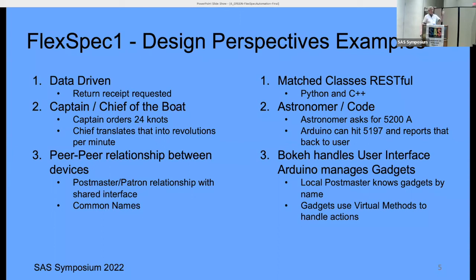That kind of follows the RESTful protocol idea. I don't have any type of central location trying to manage the state of the entire host of things. We've already talked about the captain in the boat versus the astronomer in the code. Our architecture is a peer-to-peer relationship.